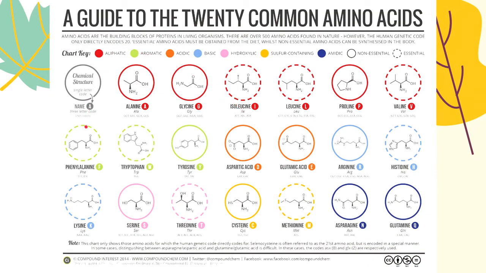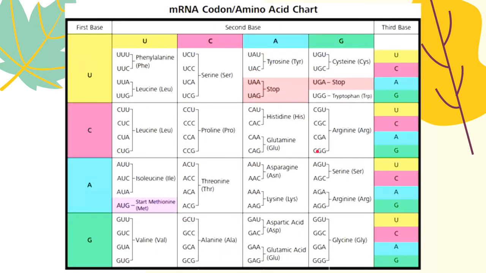Then below that are the DNA codons, okay, that code for them. But do not worry, you are not required to memorize all of those. That's quite difficult. You will be presented instead with this mRNA codon amino acid chart or variations of it when you take assessments. So one thing is that you have to learn how to read this chart.